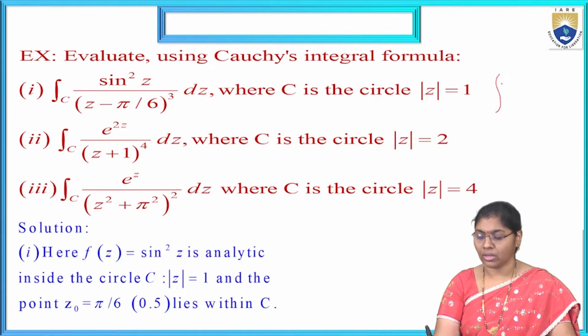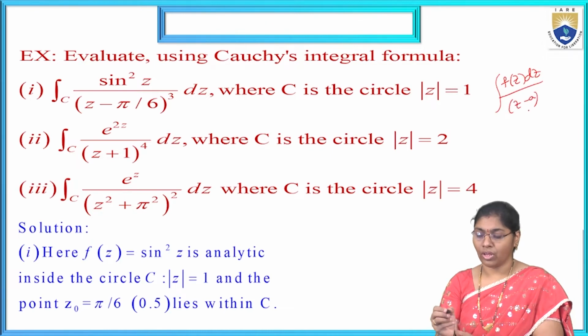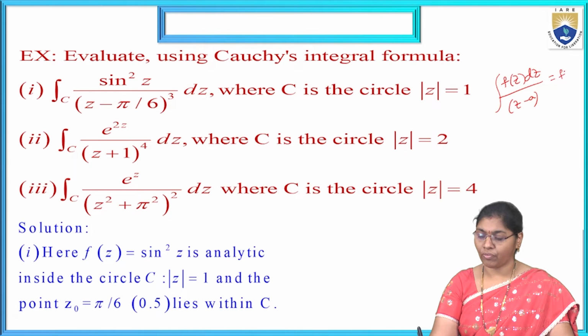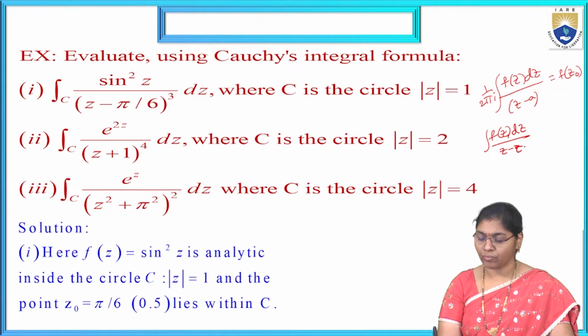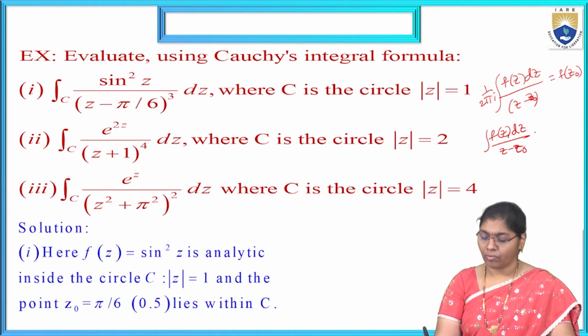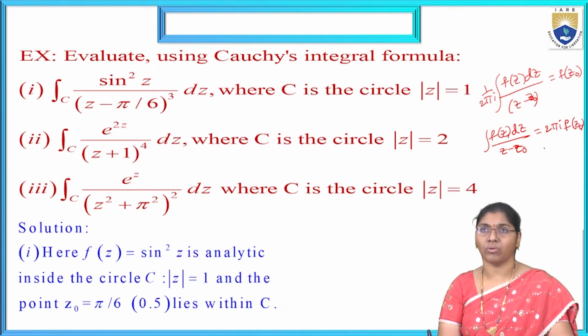That is the integral of f of z dz by z minus a is equal to f of z naught, equal to 1 by 2 pi i. Now cross multiplying, we get the integral of f of z dz by z minus z naught is equal to 2 pi i into f of z naught. This is the Cauchy integral formula condition.